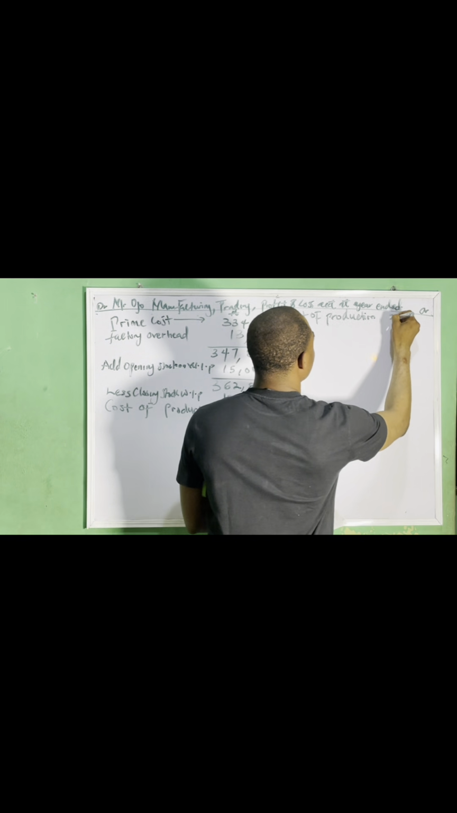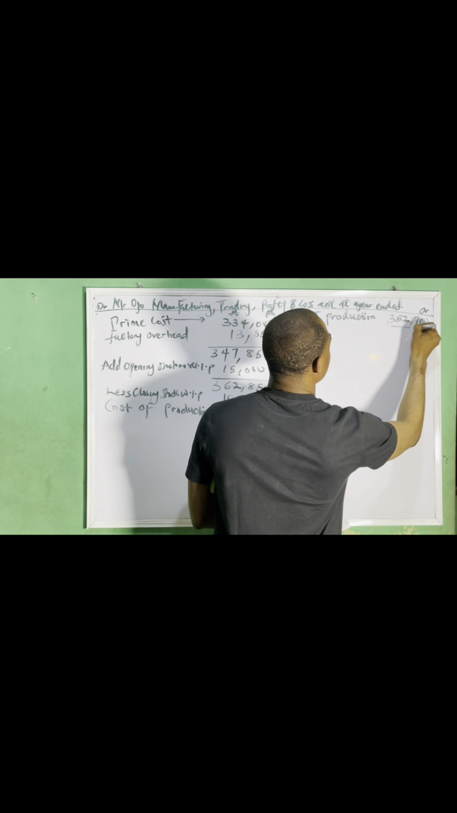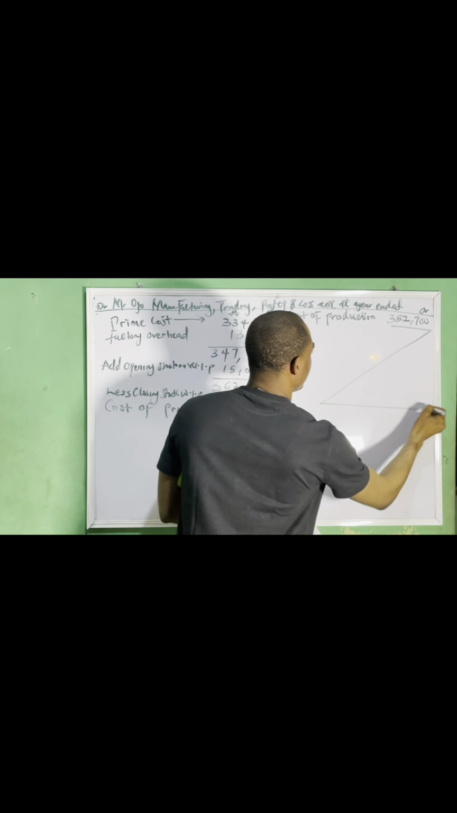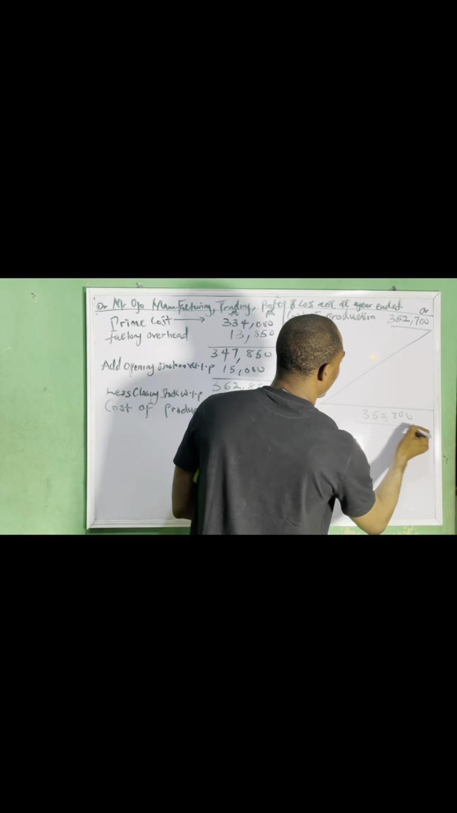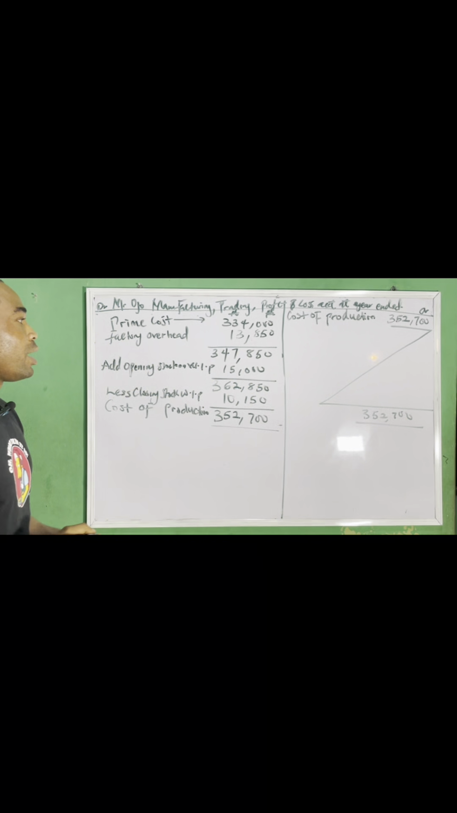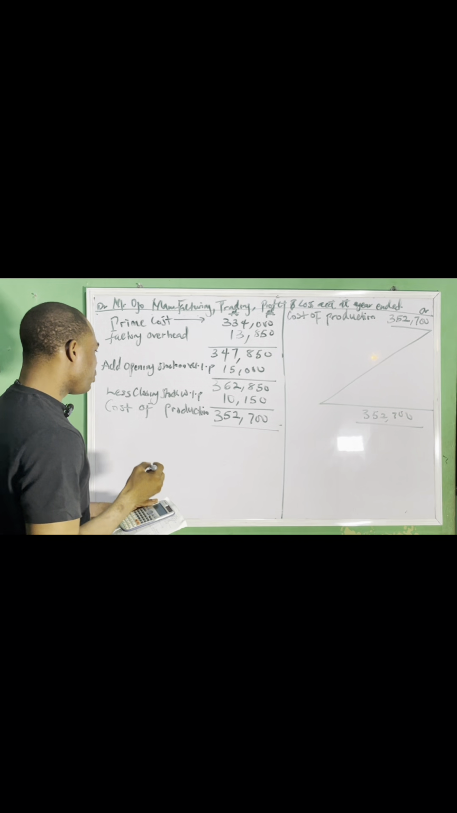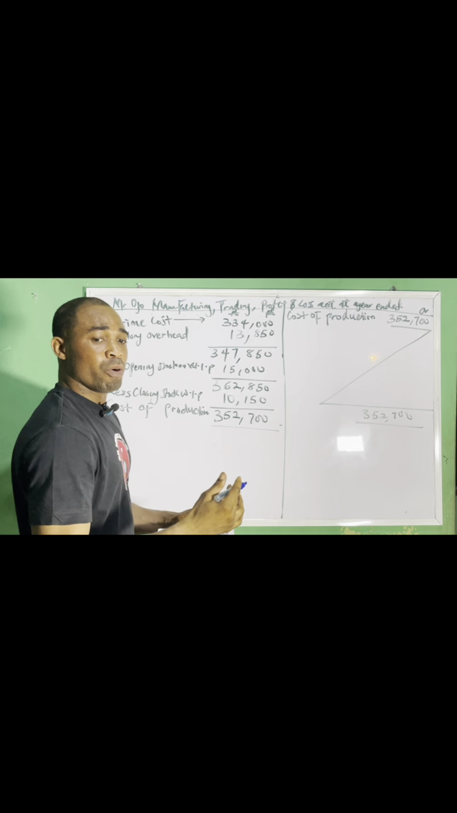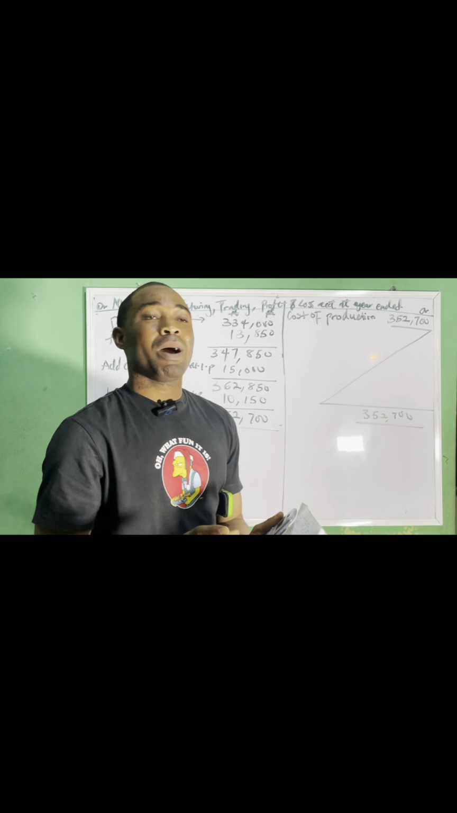Then what do we get? We get 352,700. So our cost of production is 352,700. Now, once we have arrived at our cost of production, we proceed. We are done with manufacturing now, so we are moving to trading account.